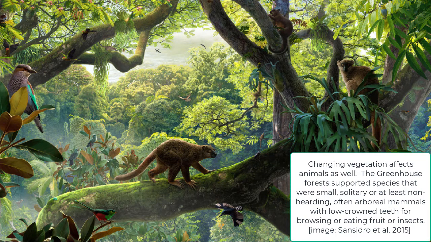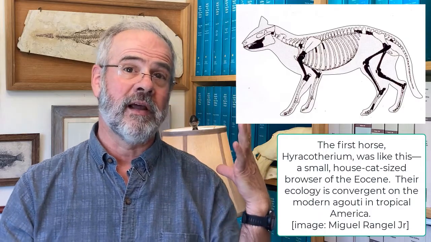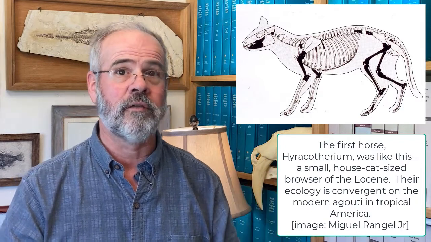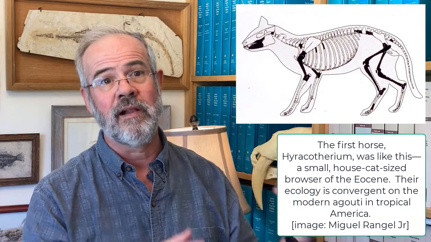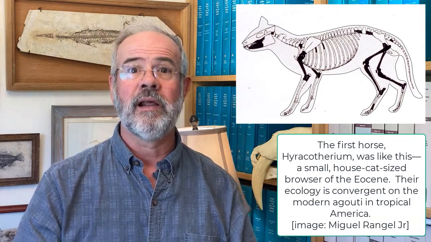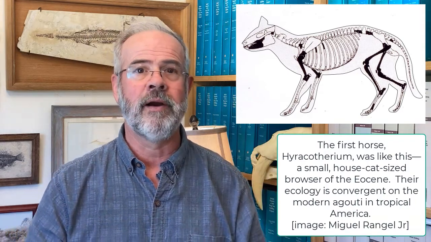The extensive forests of the Cretaceous and Paleogene favored small animals that could easily move through the undergrowth. Forest animals are usually non-herding, often arboreal, and have low crown teeth for browsing, eating twigs and leaves and fruits and coarse vegetation. These include things like Hyracotherium, the first horse, that was the size of a house cat. Hyracotherium was probably a solitary browsing animal, somewhat like the living agoutis of tropical America.